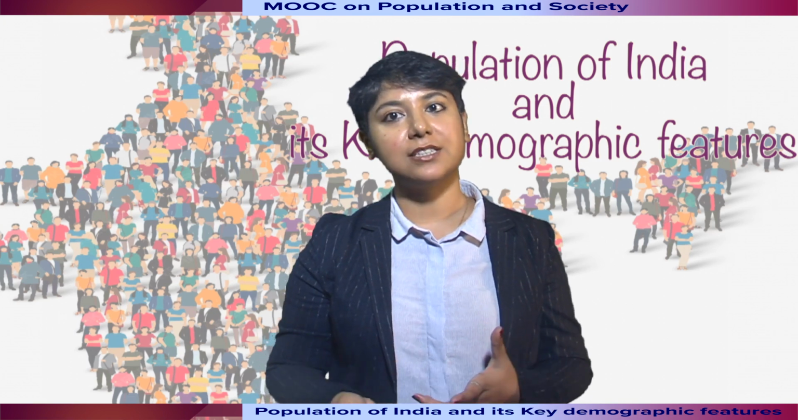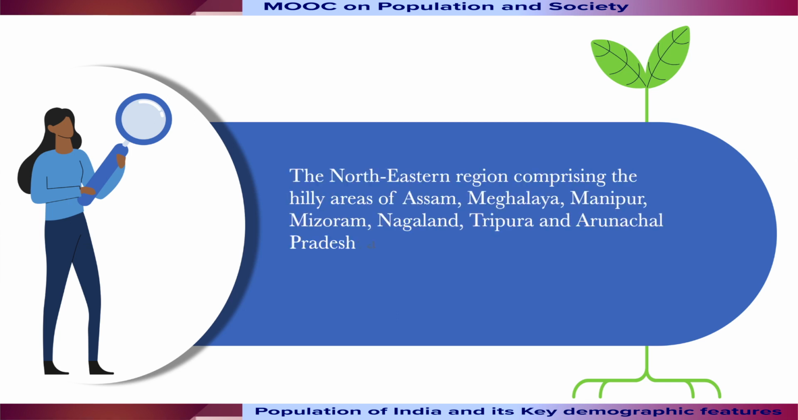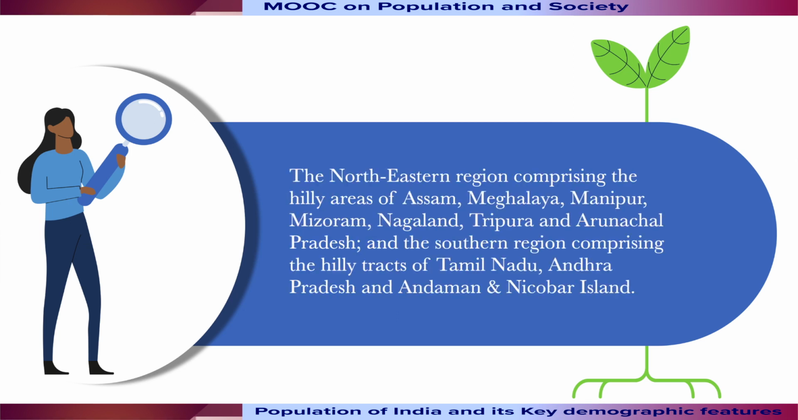Scheduled tribes, on the other hand, are seen to be more concentrated in the forested and hilly regions of the country. So their concentrations are largely found in the central Indian belt, comprising parts of Rajasthan, Gujarat, Madhya Pradesh, Chhattisgarh, Jharkhand, Orissa and West Bengal. The northeastern region, comprising the hilly areas of Assam and Meghalaya, Manipur, Mizoram, Nagaland, Tripura and Arunachal also have quite a concentration of scheduled tribe population.